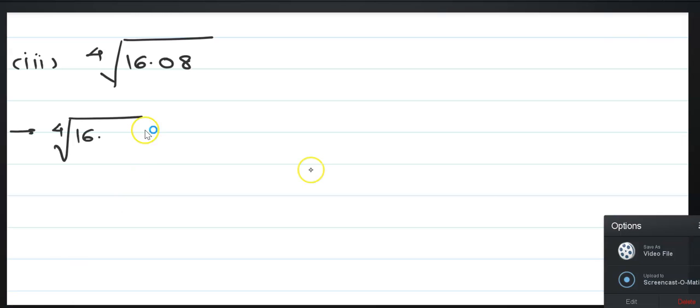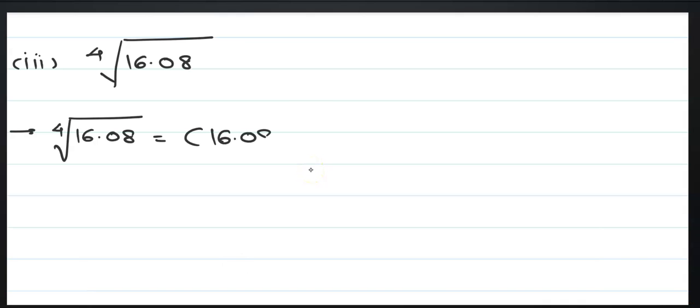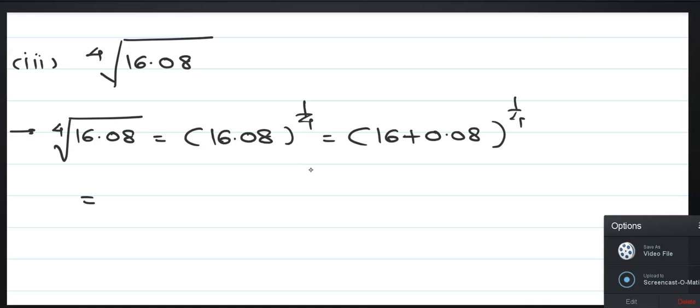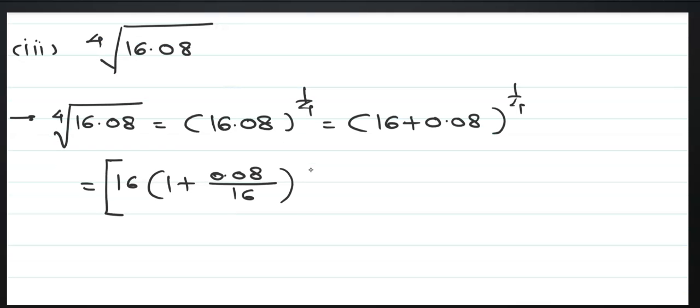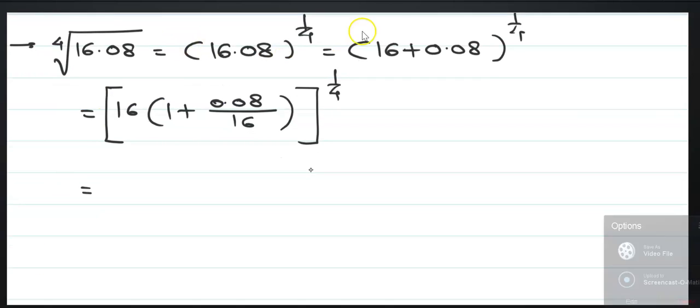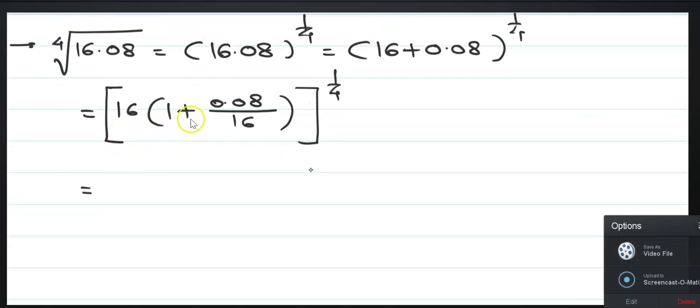Now the next is the third one, that is the fourth root of 16.08. Here it is clear that the fourth root of 16 is 2. Therefore we can write: 16.08 bracket raised to 1 upon 4 is equal to 16 plus 0.08 bracket raised to 1 upon 4. In this case we will take 16 as common, and then in the bracket you will get 1 plus 0.08 upon 16, whole bracket raised to 1 upon 4.